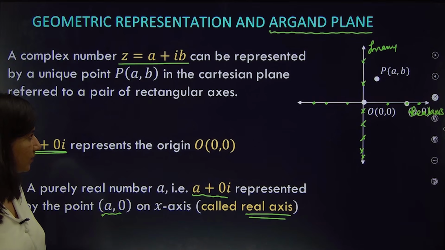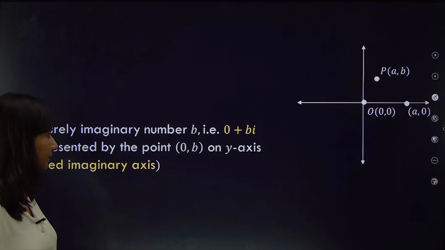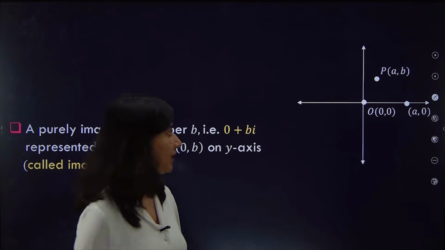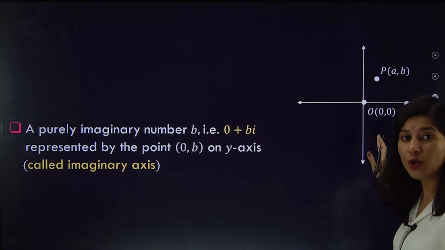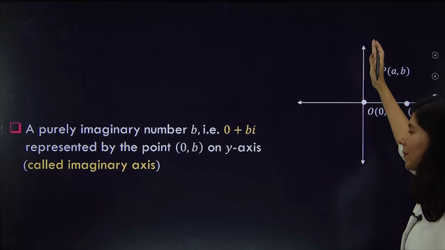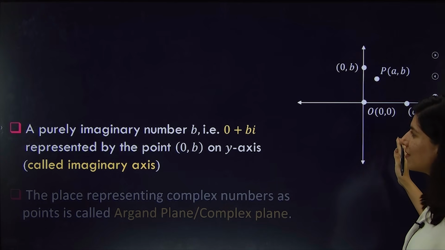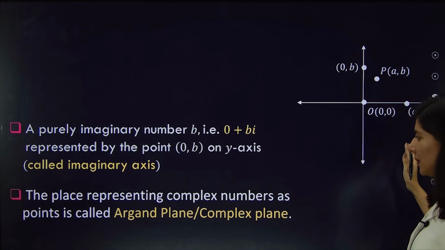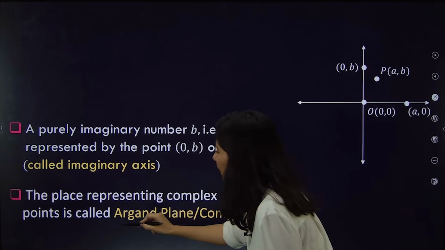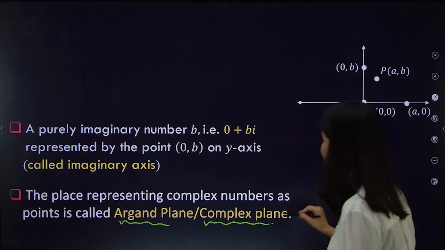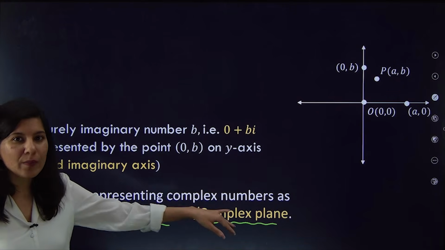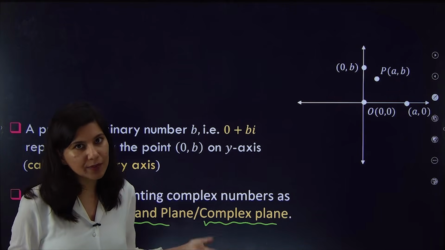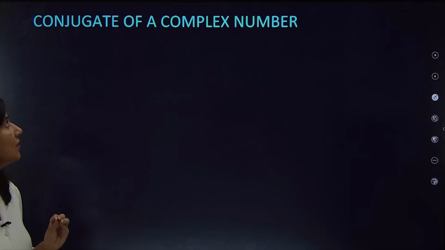This we have already covered. A number lying on the real axis is purely real. A number lying on the imaginary axis is a purely imaginary number. Also, we can call the argand plane the complex plane as well. Both are the same thing. These are just terminologies.